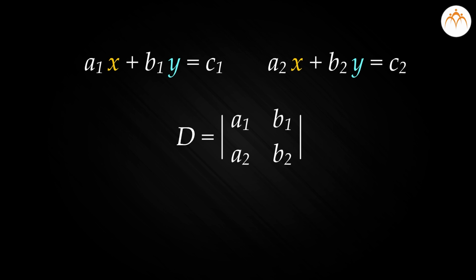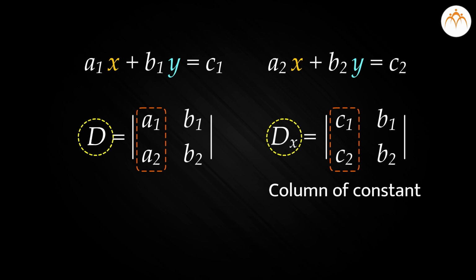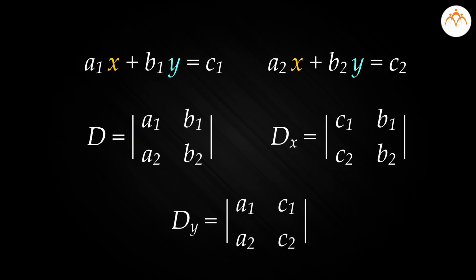Now let's write the determinant Dx as Dx equal to c1 and b1, c2 and b2. What difference do you see between D and Dx? You got it right. The column of x coefficients of determinant D, a1 and a2, are replaced by the column of constant terms c1 and c2. Now let's write the determinant Dy as Dy is equal to a1 and c1, a2 and c2. Now, what difference do you see between D and Dy? You got it.